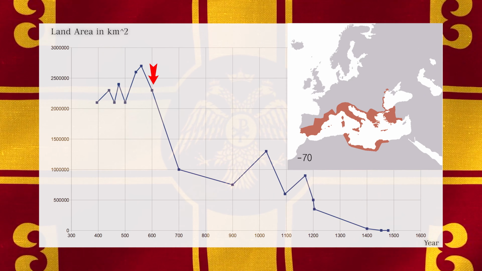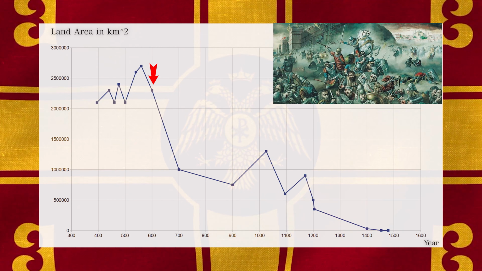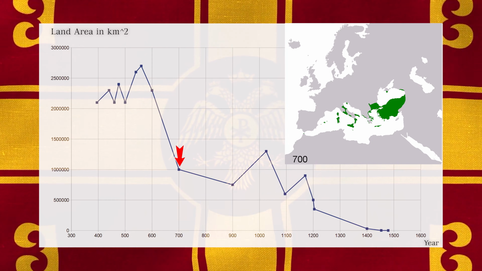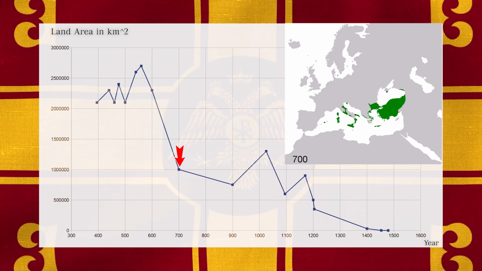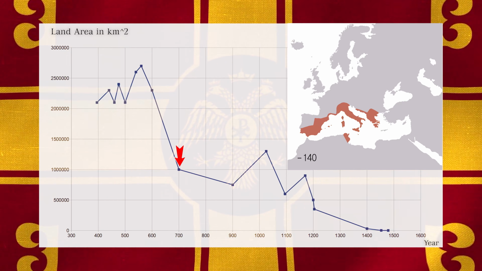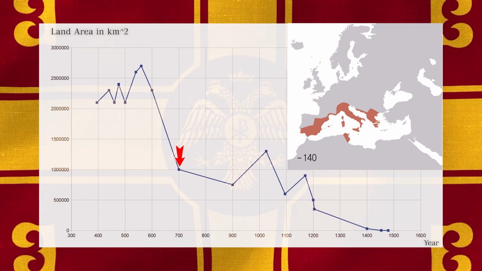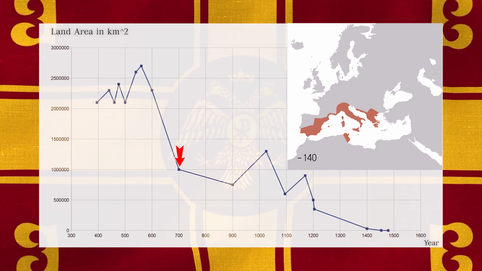earlier. But then the devastating Persian War came, and immediately afterwards the Muslim Caliphate rose, and so by 700 AD only 1 million square kilometers were controlled, a territory which the Roman Republic had controlled in 133 BC. So the remnant of the Roman Empire had returned to where it had been 833 years before, territory-wise.